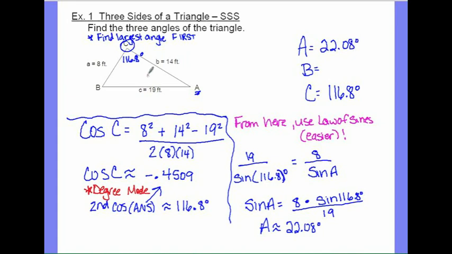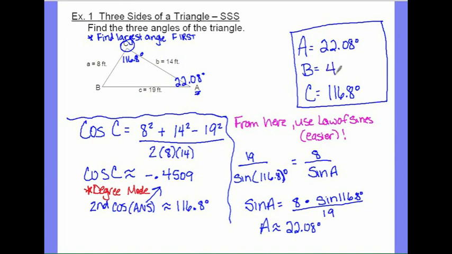22.08 degrees. So there's A right there. 22.08 degrees. If you have two angles of a triangle to find the third one, do you really need to do trig? I don't think so. All you need to do is add the two angles that you have, subtract from 180, find the third angle. So add these two, subtract from 180, and the third angle would be 41.12 degrees.